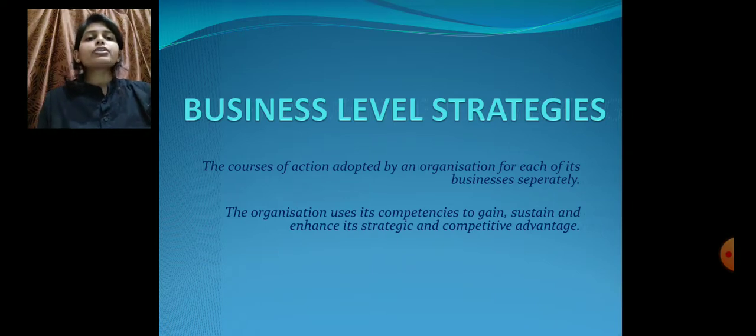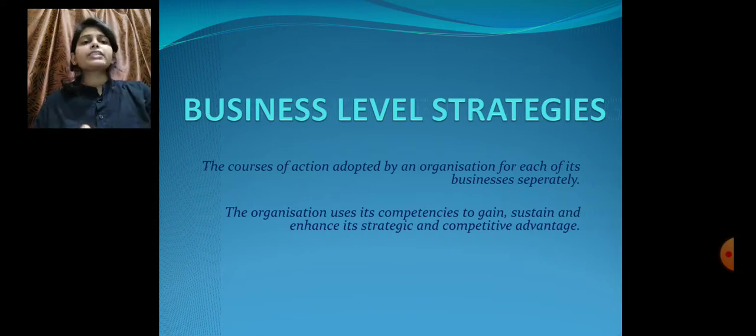As you can see, I've written the courses of action adopted by an organization for each of its businesses separately. If you remember, I had told you strategic business units will be the units in which the corporate level is diversifying its activities. For example, as I had given you the example of our institution itself, like Modern Group of Institutions will be running at the corporate level, and when we are talking about the SBUs, we will be having the different colleges and the different schools that we are running, right?